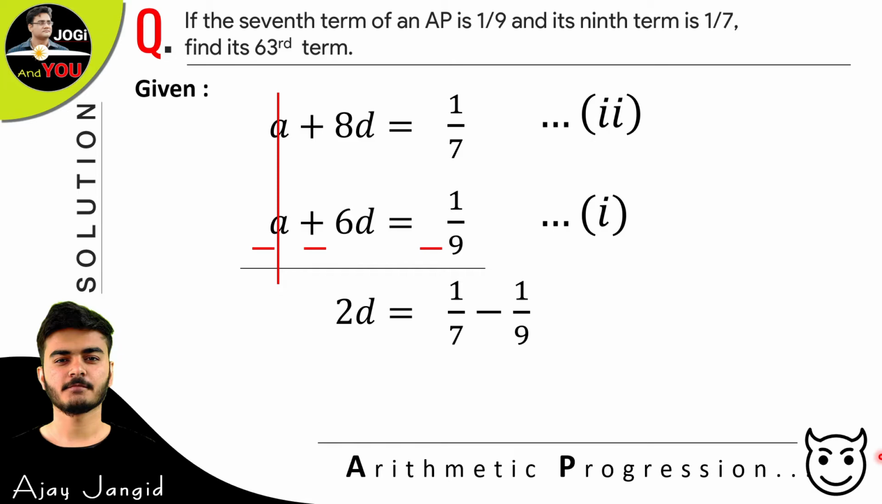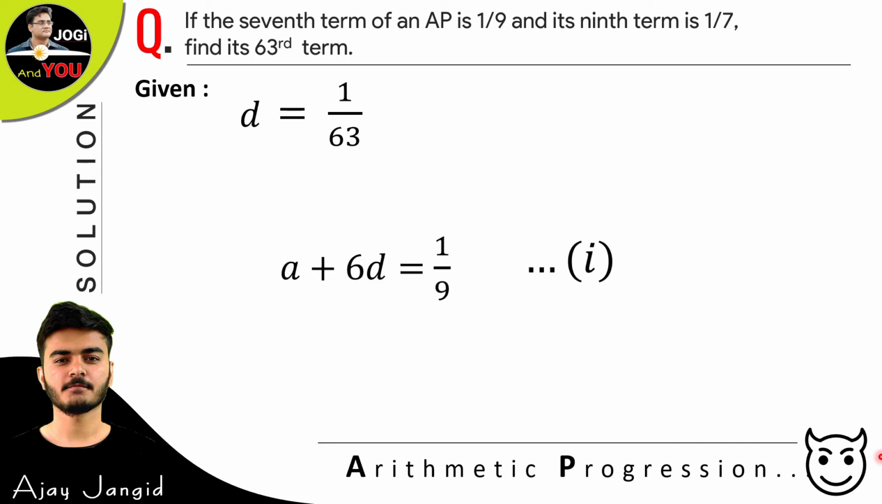What do we get after taking the LCM on the right side? We get (9 minus 7) upon 63, and after calculating we have 2 upon 63 on the right side. Transfer this 2 to the right side, and then the 2s cancel. And then we have d is equal to 1 upon 63. Now we have the value of d with the help of the first and second equations. Replace d in any equation and you will get the value of a. I choose equation number 1 for replacing the value of d. Here, a plus 6d is equal to 1 upon 9.